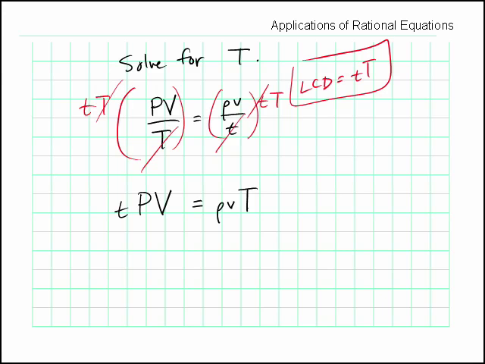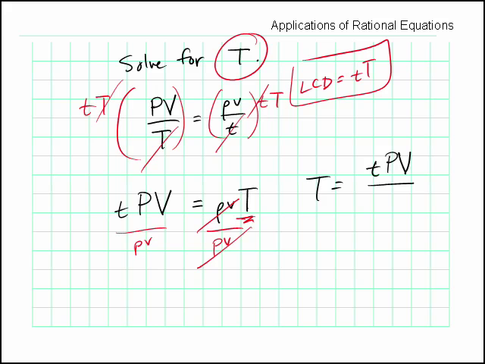Okay, now we're trying to solve for capital T. So there's only one capital T in the equation. It's right here. So all I need to do to solve for capital T is just divide the little t and the little v away on both sides like that. Just cancel. And my answer will be capital T equals little t, capital P, capital V, over little t, little v. And it is solved for capital T.